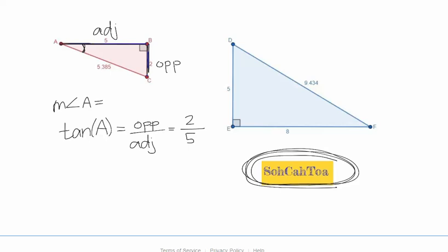That means if I want to find the value of angle A, I can do what's called the inverse trig function, which means that I put this ratio of 2 over 5 into my calculator, and then what I get out of my calculator is going to be the measure of that angle. It's going to tell me how many degrees it is.